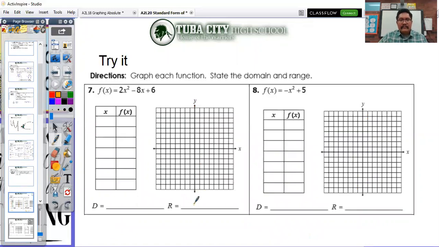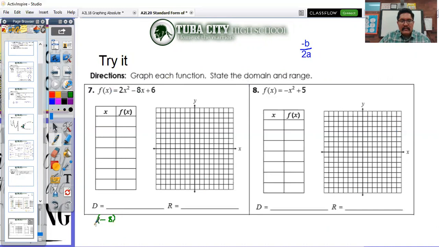Okay. Graph each function, state the domain, and range. All right, so to graph this, let's do the same thing. Get our negative b over 2a. And we need to have the division. Yeah. All right, so let's plug that in here. So grab our -8.